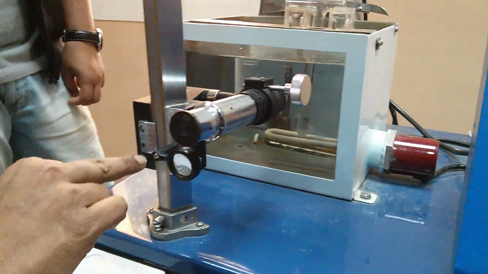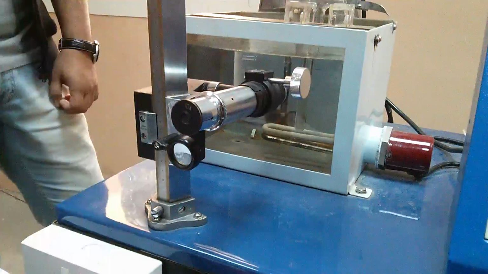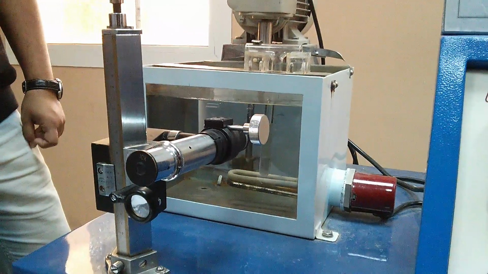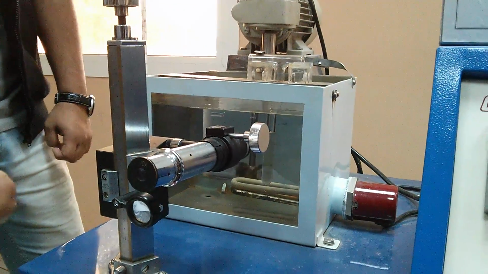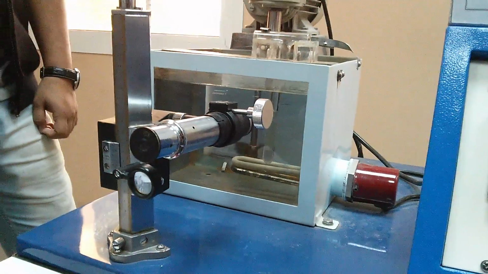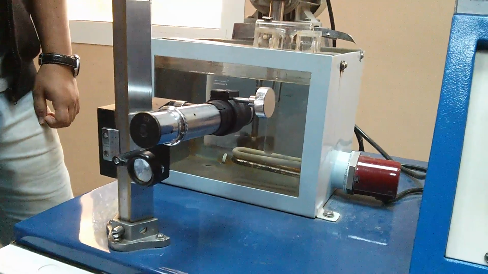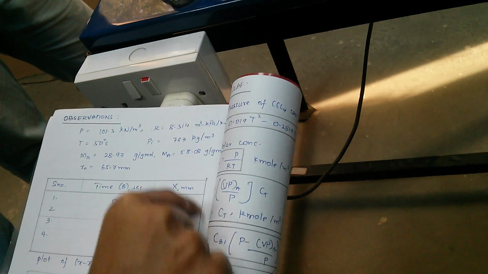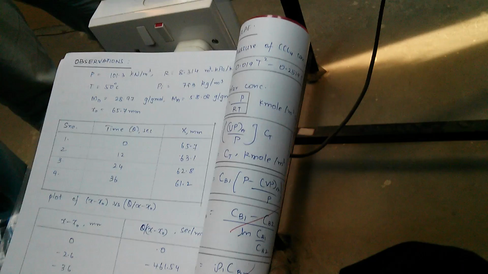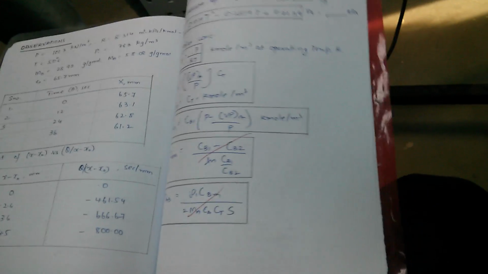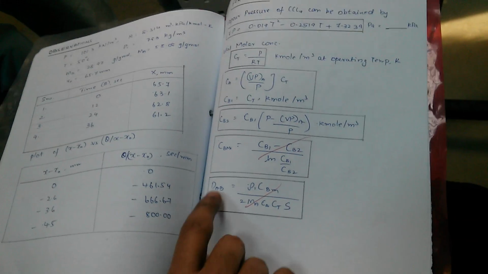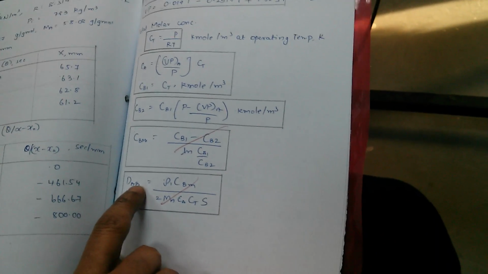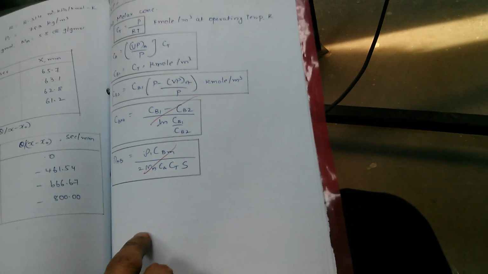At intervals of 15 minutes, you check the readings and note down the current level of acetone. The difference between these two readings will tell you how much acetone has evaporated. You note the level at these four steps. Then we find the diffusivity of A into B, that is acetone into air, using this relation.